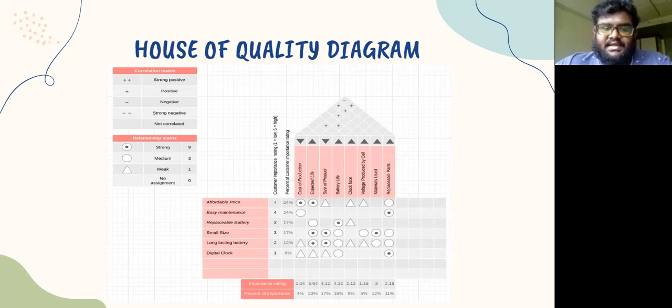Now, for the relationship between the product specifications and the consumer needs, we mark it with a circle with a dot for strong, a circle for medium, and a triangle for weak. Using that, we get the importance rating at the bottom. The importance rating shows which product specifications are more important and which we should focus on based on the consumer needs, and the percentage is just an easier indicator to show how the importance ratings compare to each other. Next slide, please.